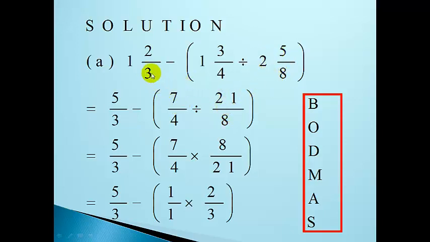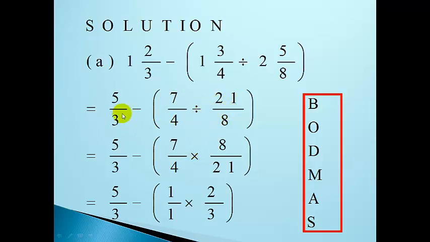So now you also look outside the bracket. We have 1 whole number 2 over 3. It's a mixed fraction. So we also convert. 3 times 1 is 3. And 3 plus 2 is 5. So you have 5 over 3. But the 5 over 3 remains the same because you are still solving the bracket. Now we have 7 over 4 divided by 21 over 8.